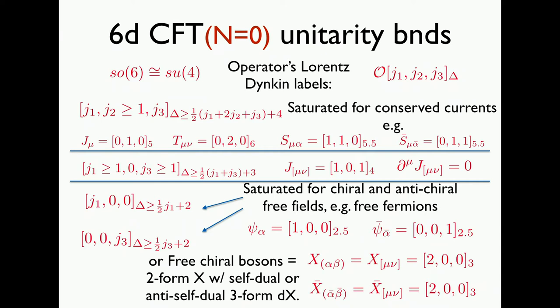These operators play a big role in the six-dimensional theories. That's part of why I wanted to go through this group theory, to introduce some of the things that will come up later. These chiral two-form operators play a big role in six-dimensional superconformal theories. We can see from here that they have to have dimension 3 if they saturate this inequality. So if either J1 is 2 or J3 is 2, we get 3 here.